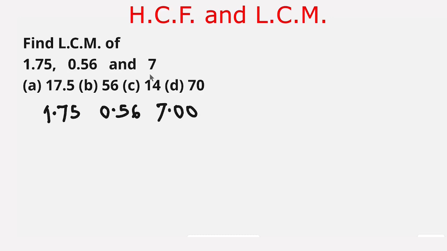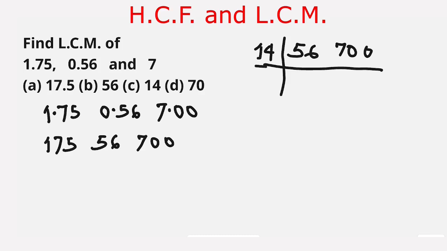Now we will remove the decimal and make these numbers whole numbers. So it will become 175, 56 and 700. Now we will find the LCM of 175, 56 and 700. As 175 is already included in 700, as 4 times 175 is 700, therefore, we will find the LCM of 56 and 700. 14 is common in both the numbers. So we divide both the numbers by 14. 14 times 4 is 56 and 14 times 50 is 700.